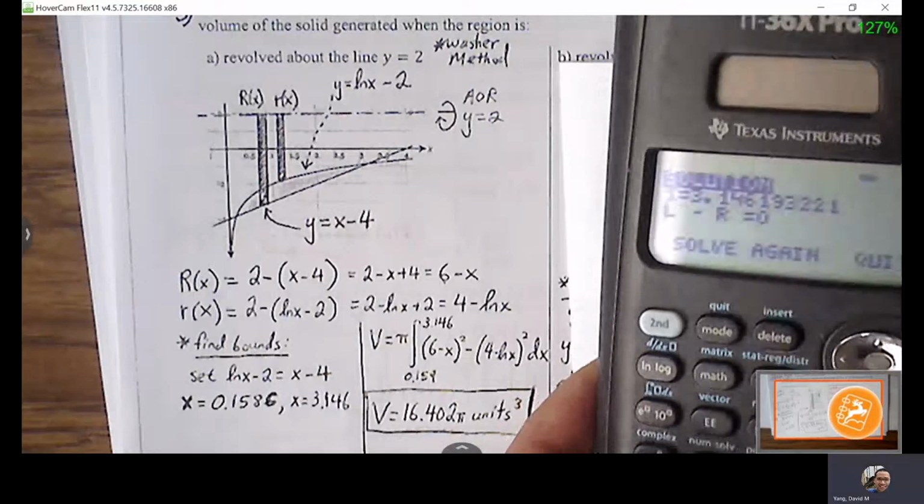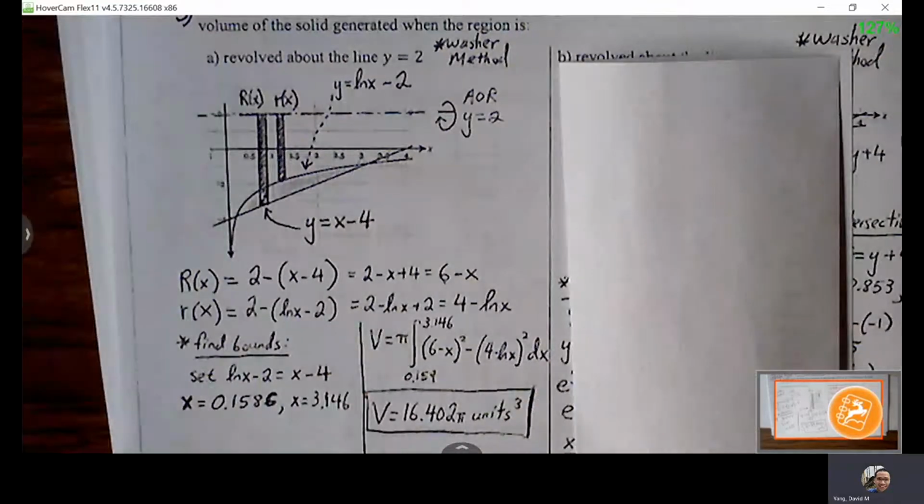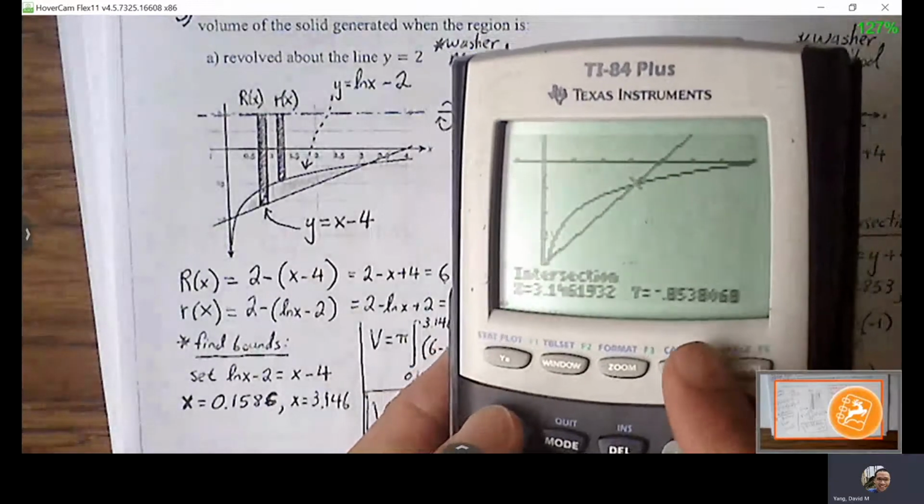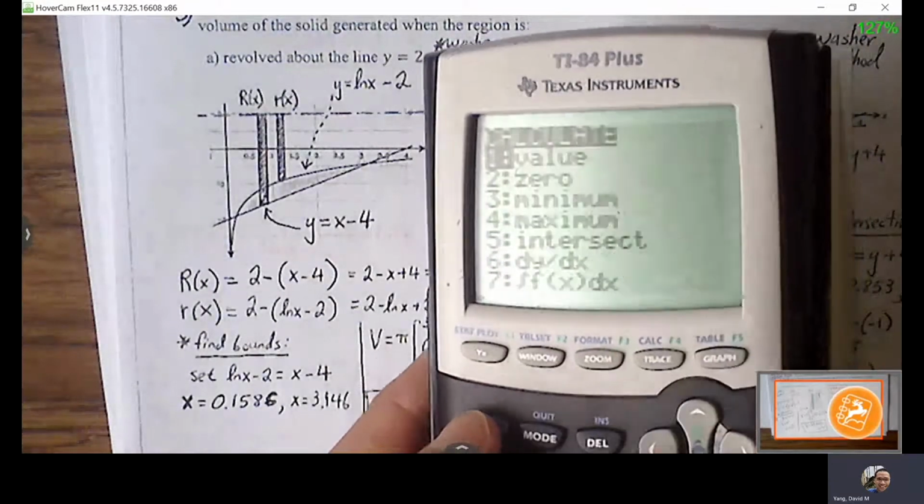Okay, 3.146. If you're using a graphing calculator, then you're going to be graphing both functions and then using second trace, intersect feature.